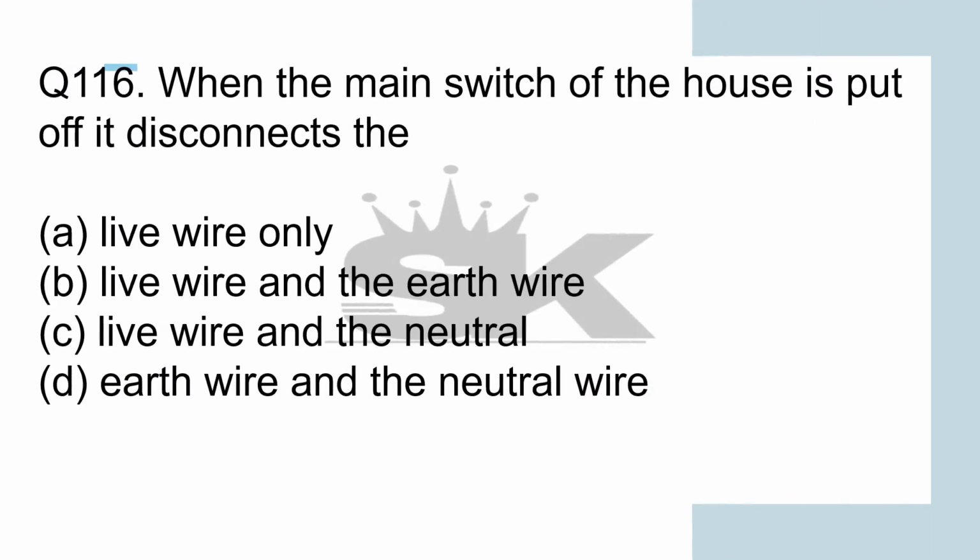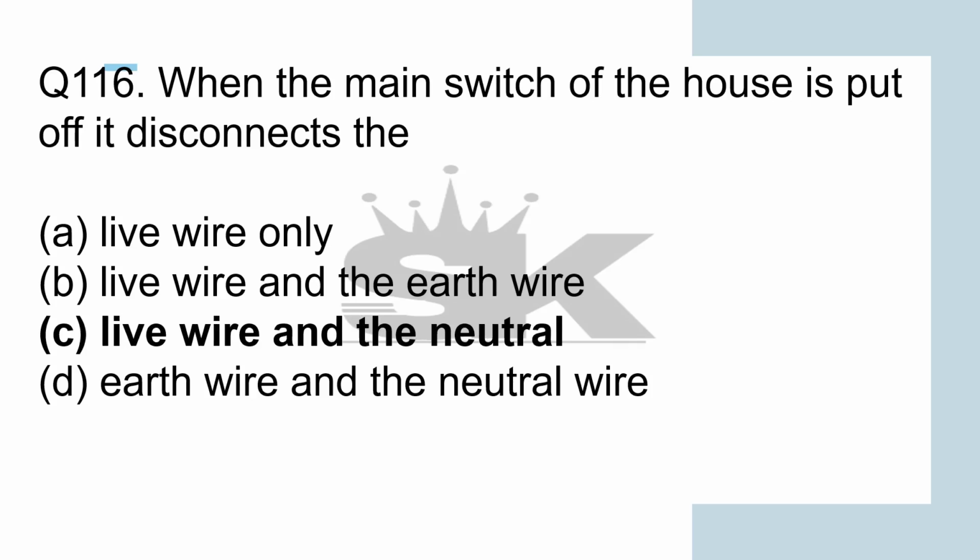When the main switch of the house is put off, the answer is it disconnects the live wire and the neutral wire.